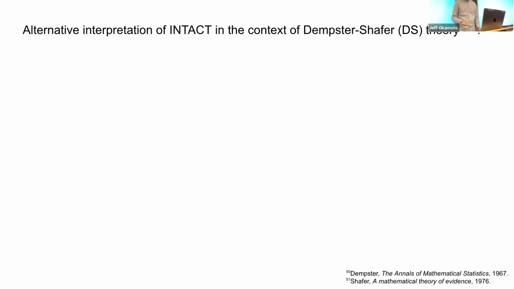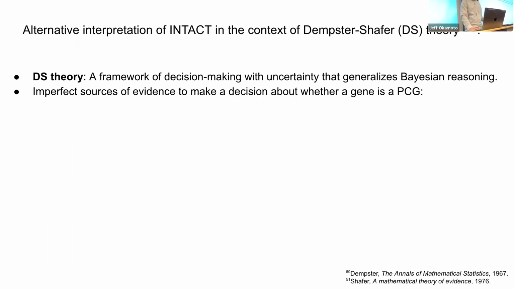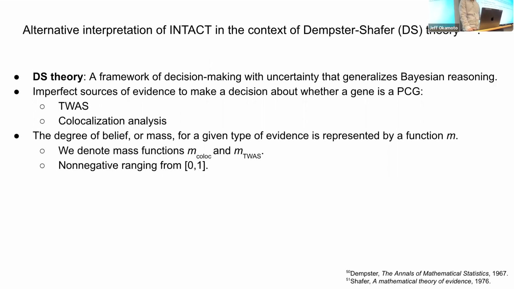Okay, so we just talked about INTACT in the context of a Bayesian framework, but we've also interpreted it in the context of Dempster-Shafer theory, or DS theory for short. If you're not familiar, DS theory is essentially a framework for decision-making that generalizes Bayesian reasoning. Basically, our decision here is to decide whether a gene is a PCG or not, and we're trying to integrate two sources of evidence, TWAS and colocalization analysis. What DS theory does is it allows us to quantify the belief towards some decision based on each type of evidence as some mass function. We have two mass functions here, each ranging from 0 to 1.